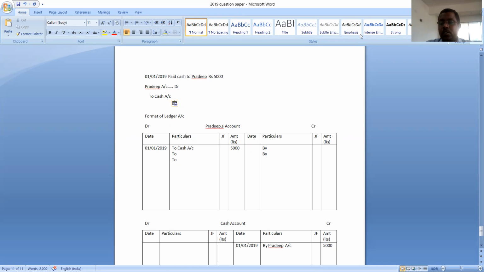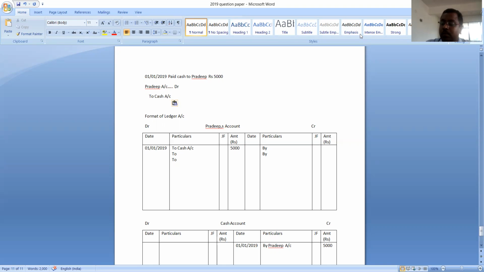Then we discussed certain differences between journal and ledger. Like, journal is a book of prime entry and ledger is a book of final entry. In journal, transactions are recorded on a day-to-day basis, but in ledger transactions are recorded on a periodical basis. So like this we have discussed around 7 to 8 differences between journal and ledger.